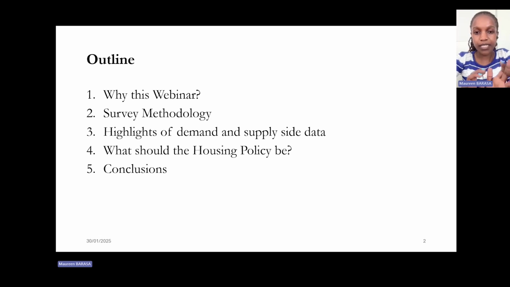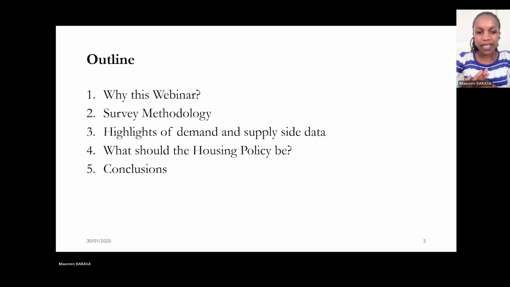Then the highlights of demand and supply data. We'll be looking at the demand side. The demand side is majorly the population, and the supply side is majorly the private sector and the government that's now doing affordable housing units for the population that demands it.